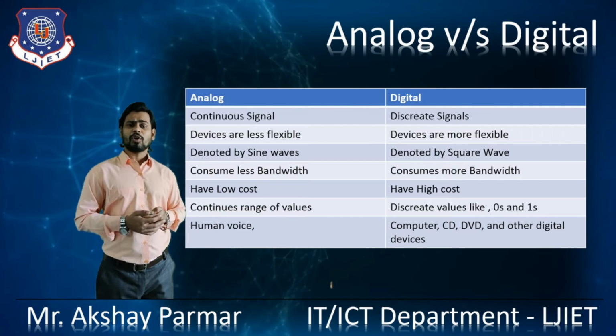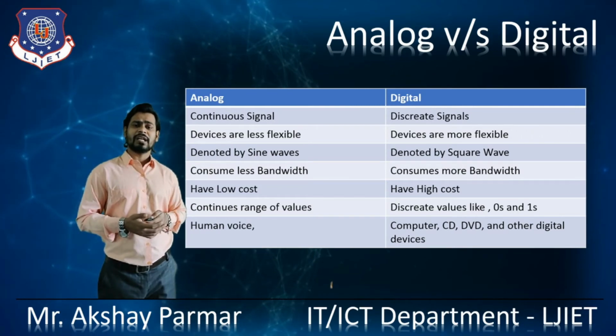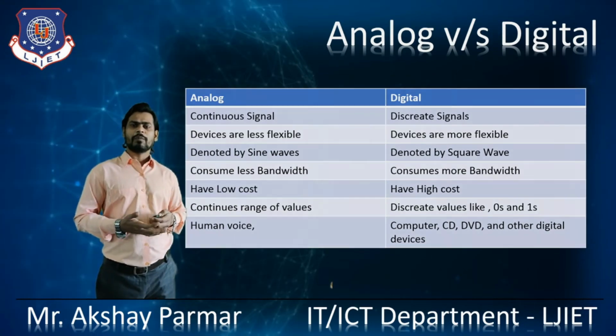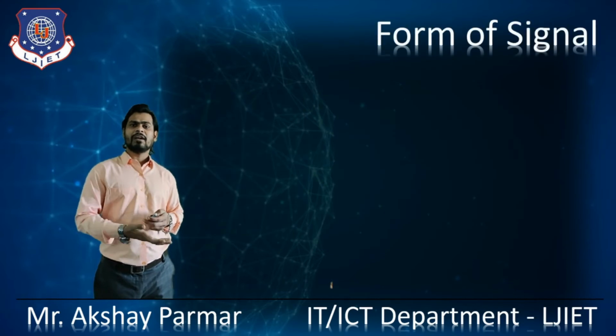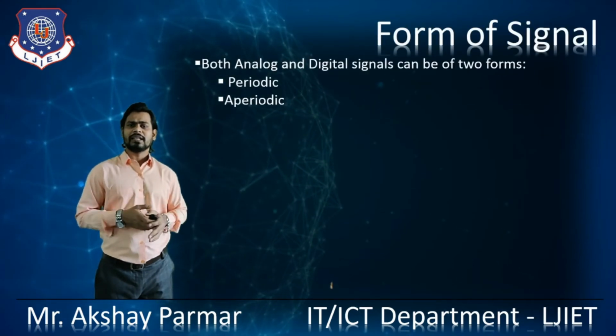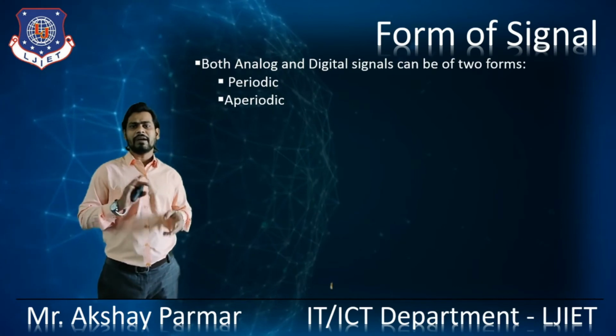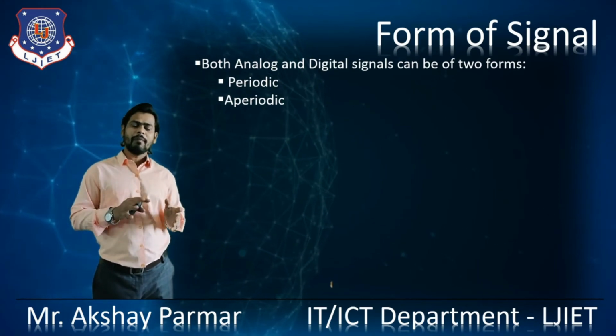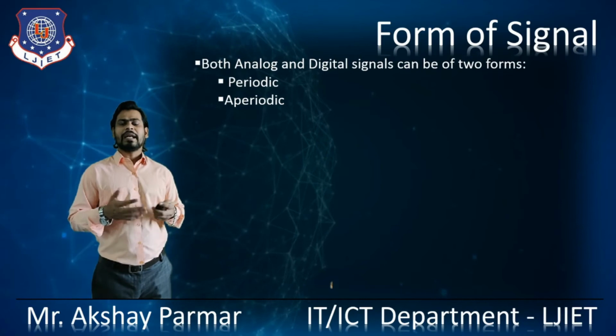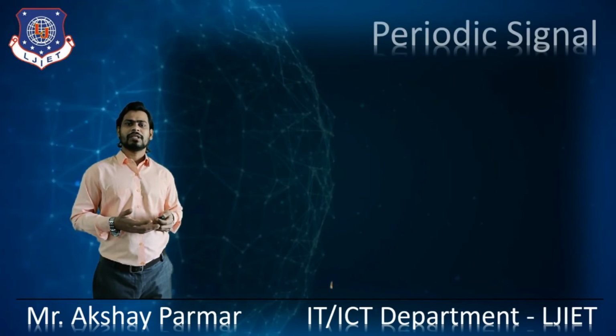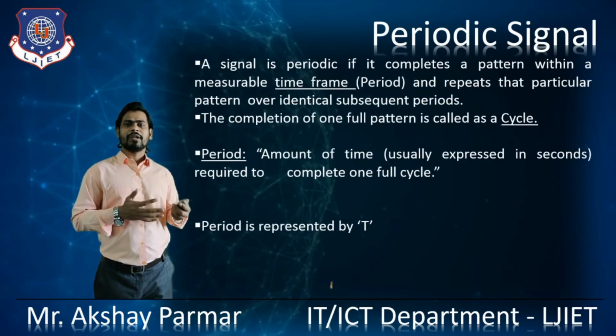This is the most important topic in data communication and computer networks. Signals have various forms: periodic and aperiodic, right? Both analog and digital signals can have two forms, the periodic form and the aperiodic form. So let's see the periodic form first. What do we mean by the term periodic?